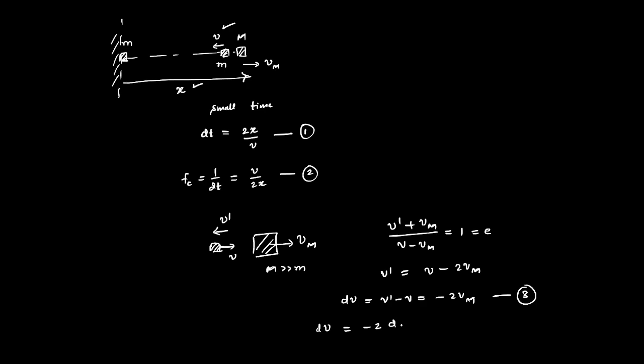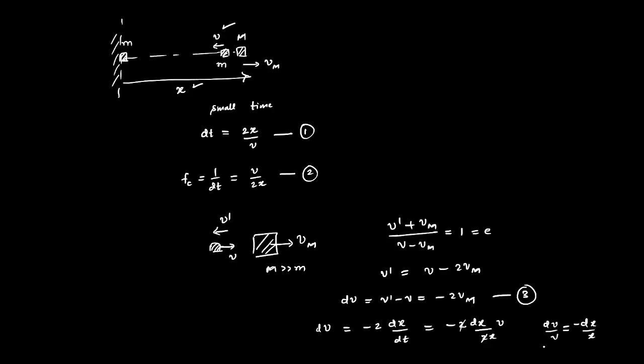Velocity of capital M is nothing but the rate of change of its position with respect to a reference, that is, a rigid wall, let's say. So dx by dt. Using our collision frequency, we can write minus 2 delta x, and we can write 1 by delta t as v by 2x. Now, using this differential equation, we can modify it and write dv by v equals minus dx by x.